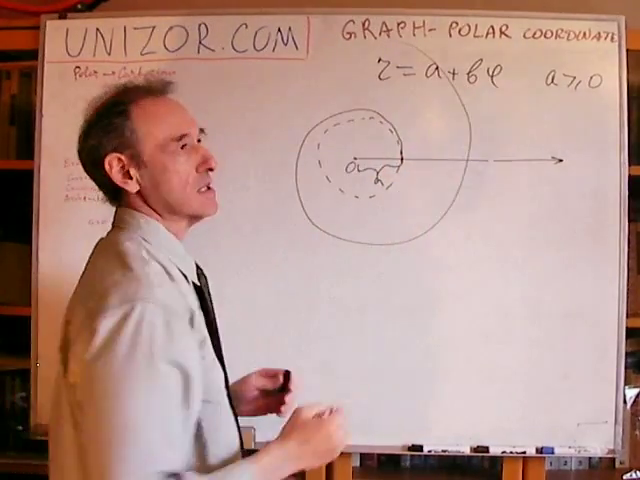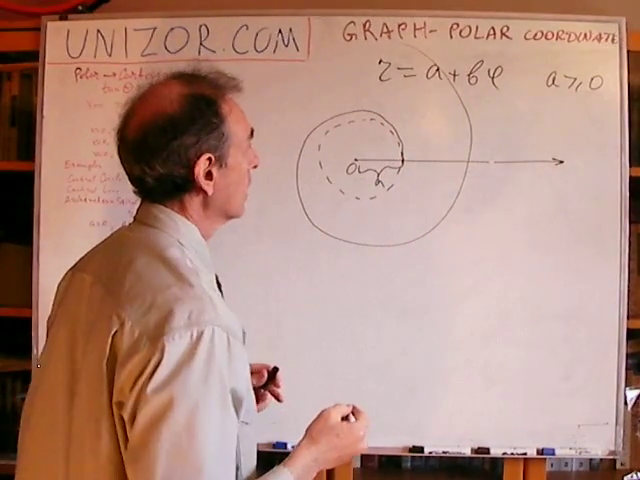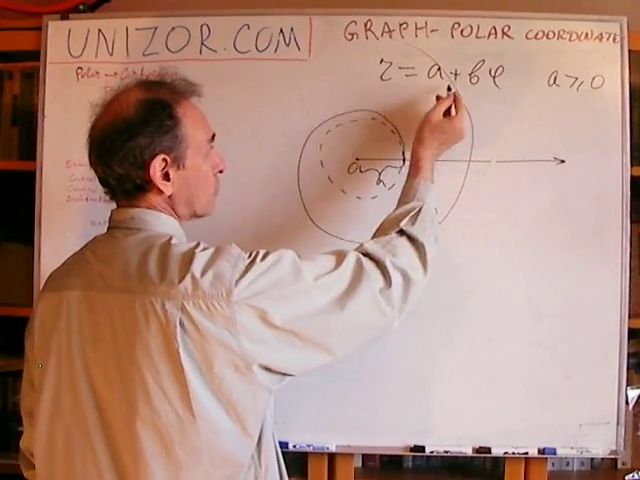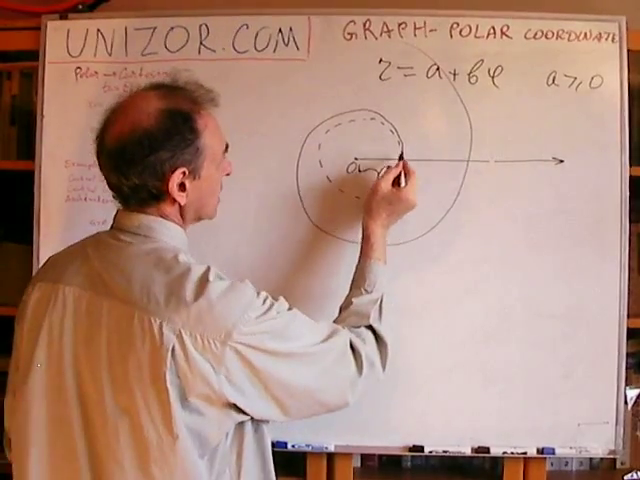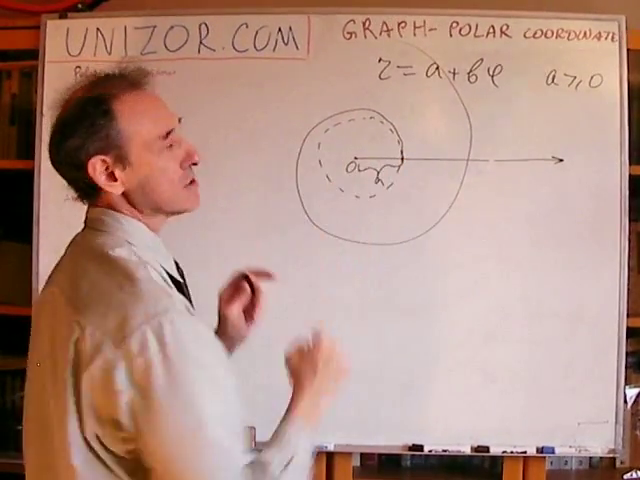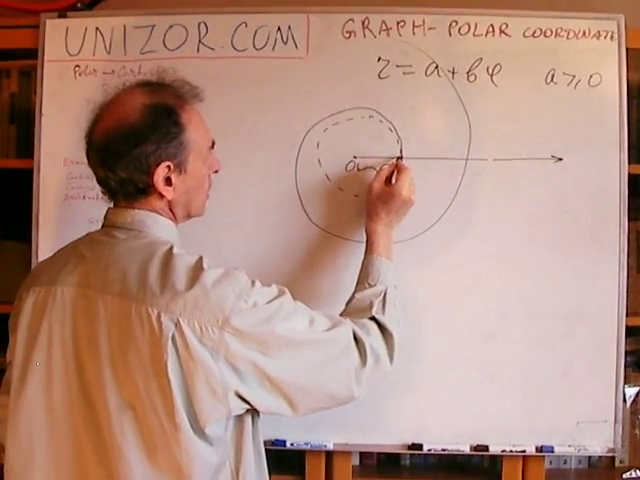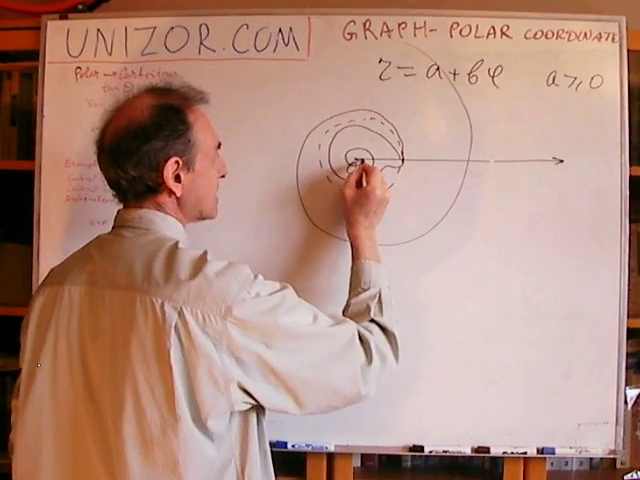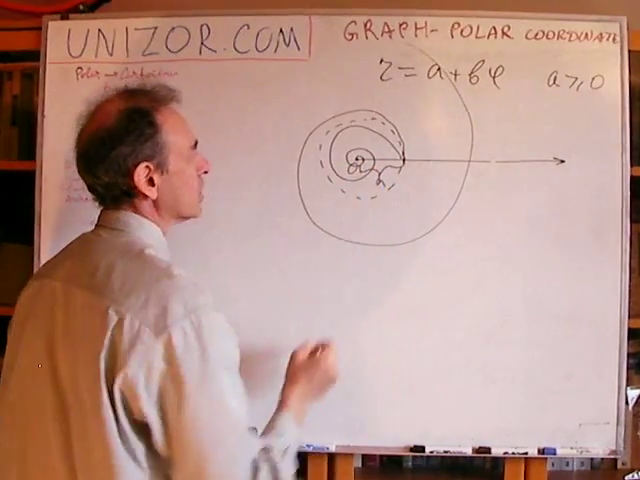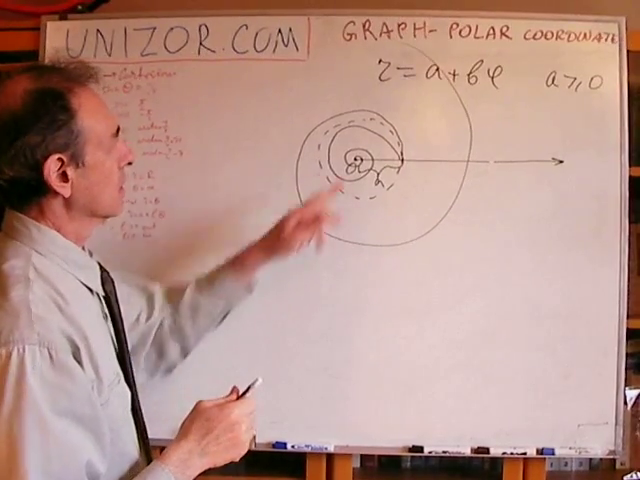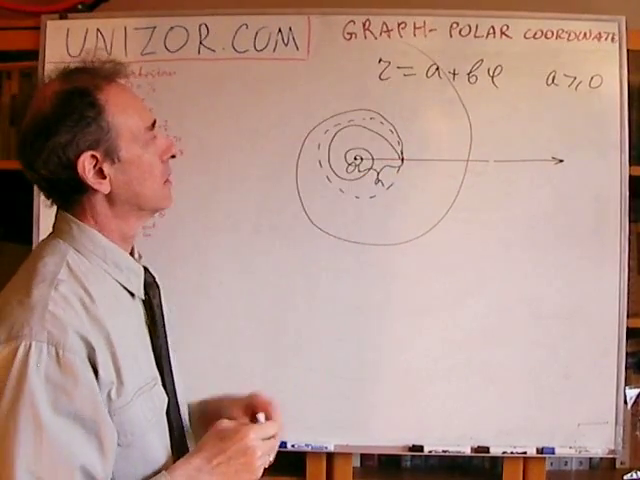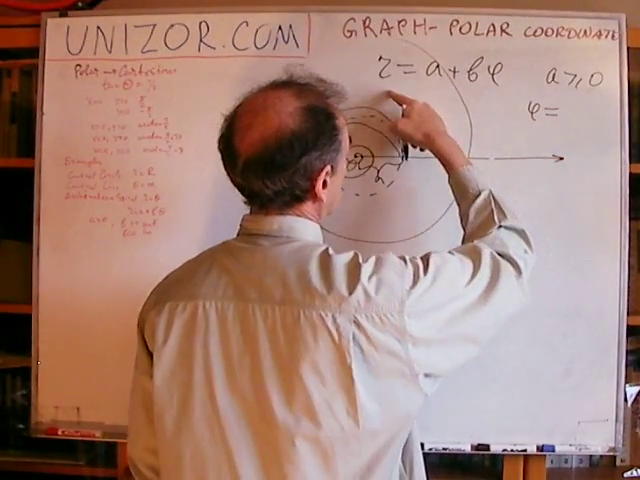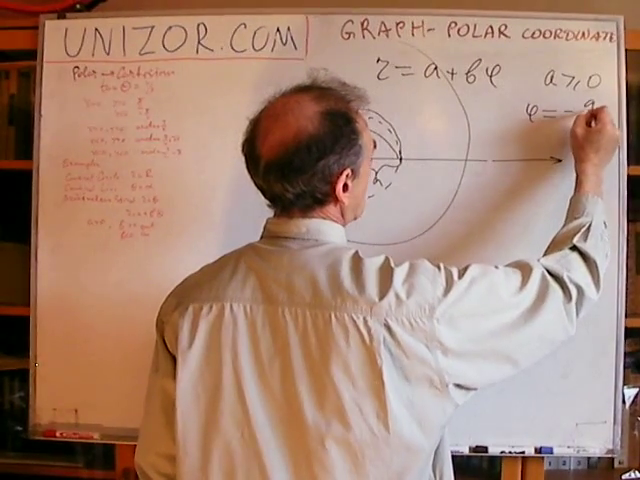If b is negative, what's interesting is that as phi is increasing, I'm subtracting something from a. So instead of going outside of this circle of radius a, I'm going inside. So it goes this way, closer and closer to zero. And at some point, I will reach r equal to zero when phi is equal to, if this is zero, minus a over b.